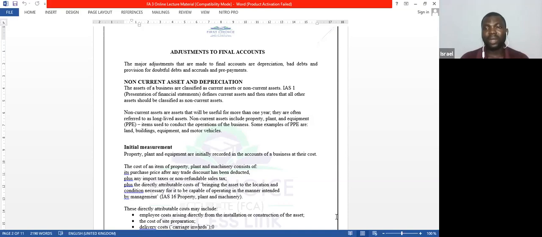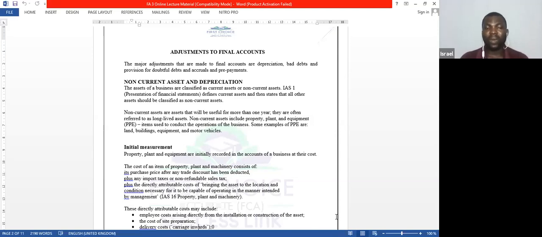Another one that you have at this level is IAS 8. IAS 8 is change in accounting policy, estimate, and correction of errors. That's the new standard that has been added. In the old syllabus, you don't have IAS 8, but now it has been added to your syllabus. So it's a standard that you watch out for.